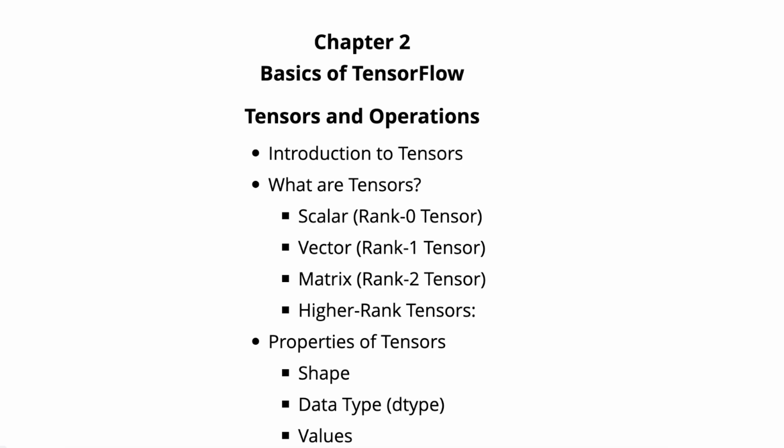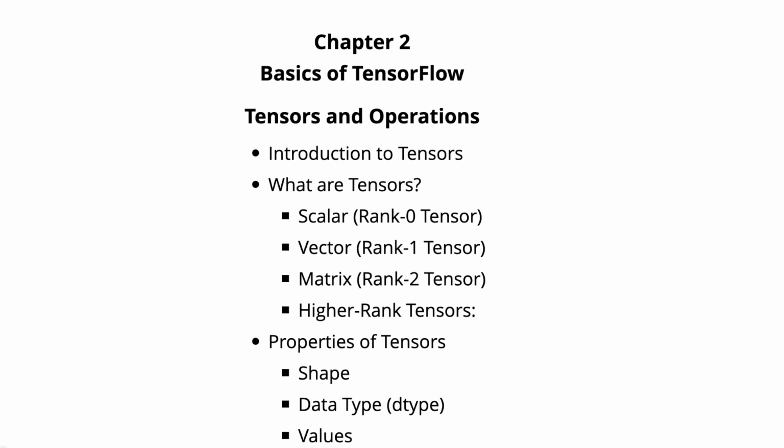What are tensors? In TensorFlow, tensors are the primary data structure used to represent data. They are multidimensional arrays with a uniform type called the data type that can hold numerical data. Tensors can have various ranks which correspond to the number of dimensions they have. Here's a breakdown of the tensor ranks.